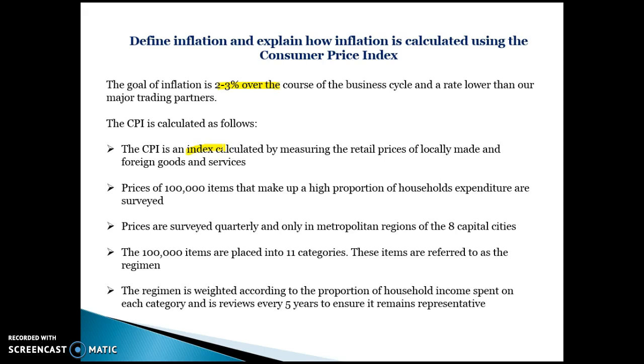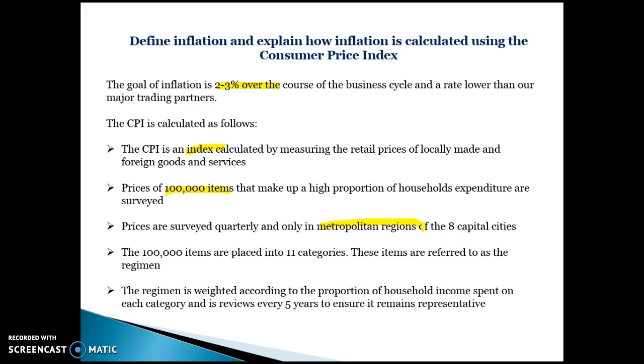They go out and they survey retail outlets on 100,000 different goods and services that make up a high proportion of our expenditure. Prices are surveyed quarterly, so they determine whether prices are going up every quarter. They only survey retail outlets in metropolitan regions, not in the country. The 100,000 items are placed into 11 different categories, and these items are referred to as the regimen, okay, which is all the goods and services included.